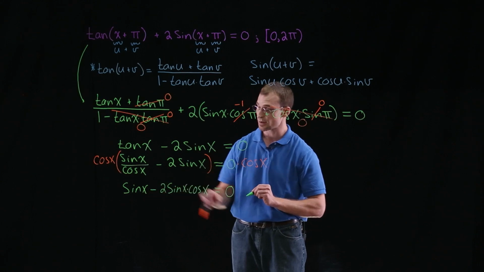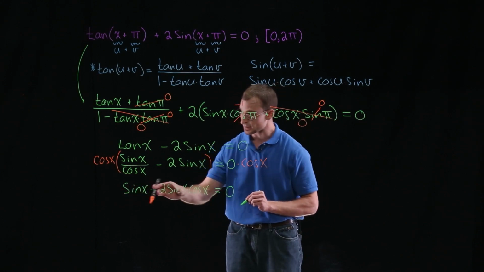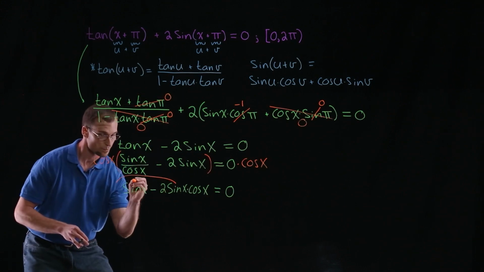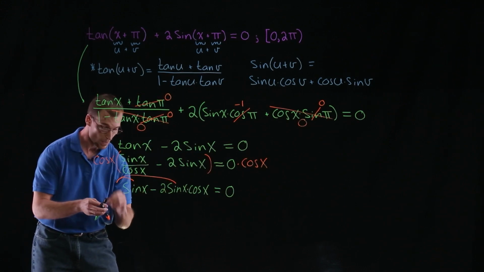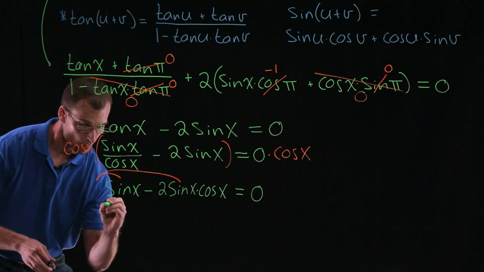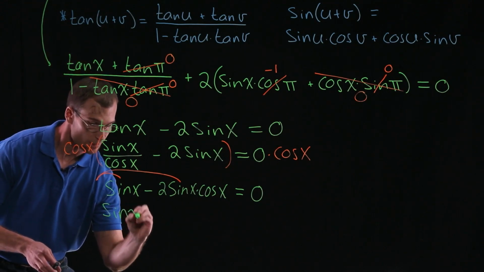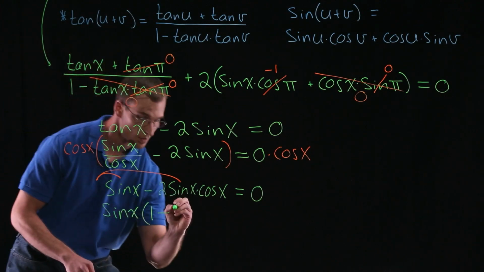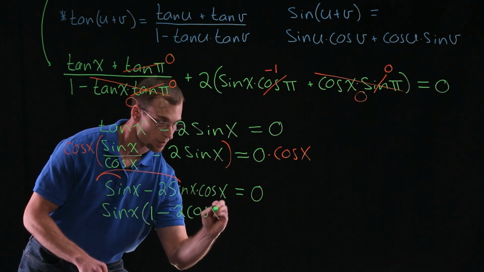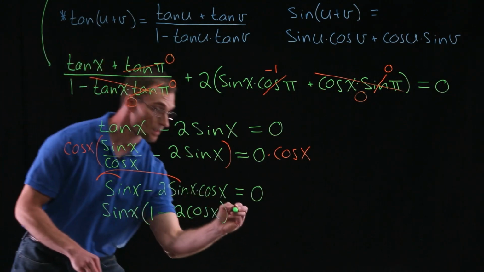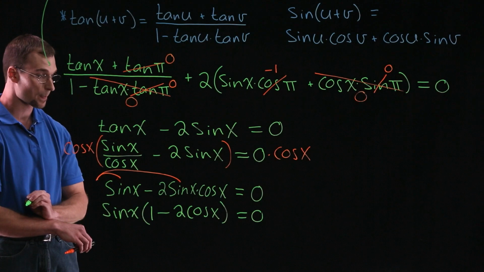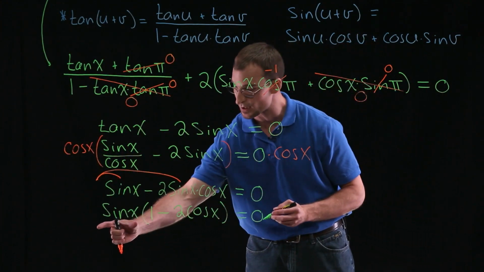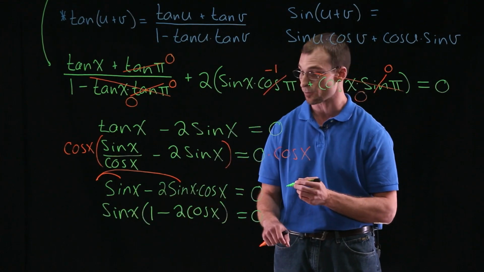Okay, now we're in a good position to factor this. Like we said, we can bring a sine out. Factoring out a sine is going to give us sine x times the quantity 1 minus 2 cosine x, and that is equal to 0. So we have it factored and set equal to 0. Now we can take each individual factor, set it equal to 0, and solve from there.